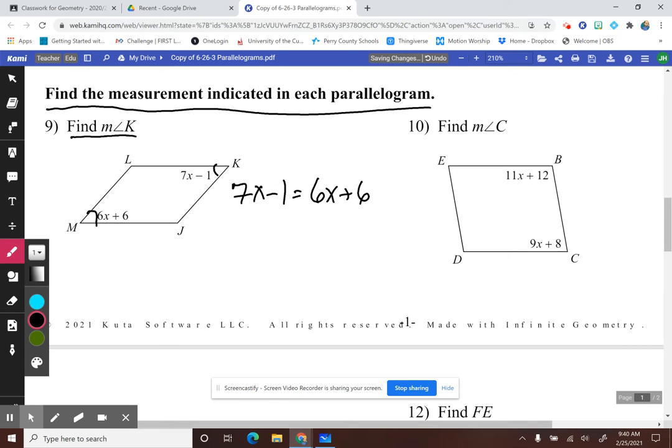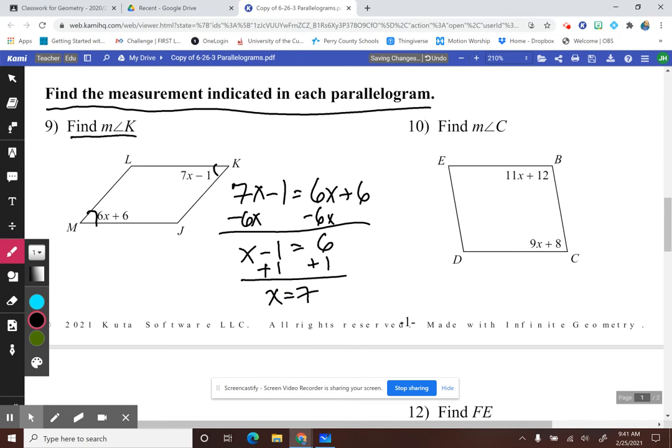Okay? Now, you've got some choices you can make about how you want to do this. I usually like to keep positive numbers. So I'm going to subtract my 6x from both sides. And that's going to leave me with x minus 1 equals positive 6. And then I'm going to add 1 to both sides. Again, the goal is always the same: get the variable by itself. So I end up with x equals 7.